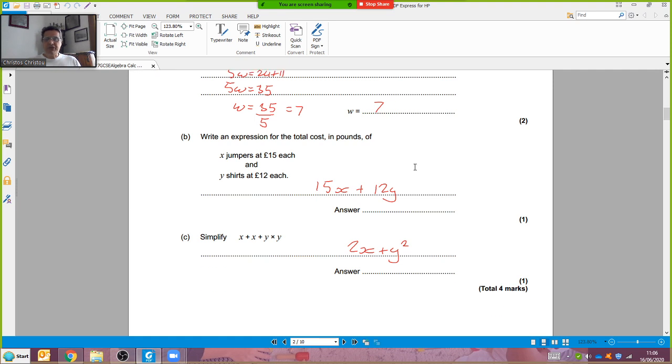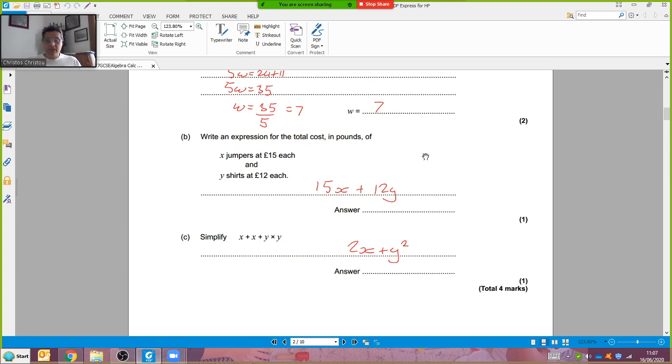Now, in this expression, X stands for the number of jumpers, and they cost £15 each. If I was to buy 6 jumpers, it would be 6 times 15. If I was to buy X jumpers, it would be X times 15, or 15X. Same with the shirts. Each shirt costs £12. I'm going to buy Y of them, £12 each. So the final answer is 15X plus 12Y.